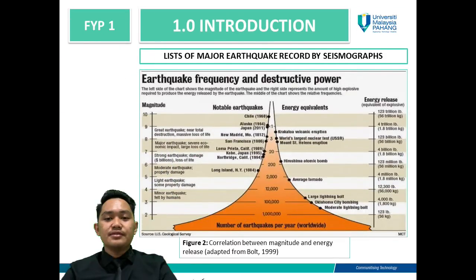This is the list of major earthquakes recorded by seismograph. Figure 2 shows the correlation between magnitude and energy release, adapted from Mohd in 1999. Earthquake frequency and destructive power. The left side of the chart shows the magnitude, the right side shows the energy release, and the middle shows the number of earthquakes per year worldwide. We can see Chile in 1960 had the highest magnitude earthquake in the world, followed by Alaska and Japan.